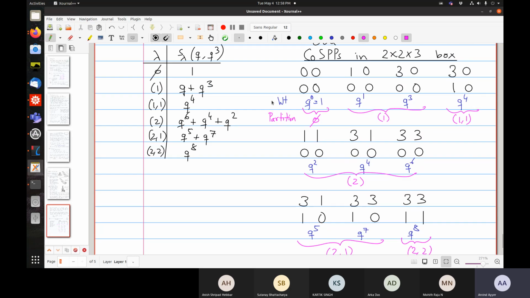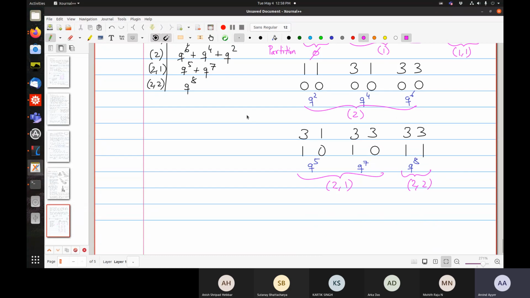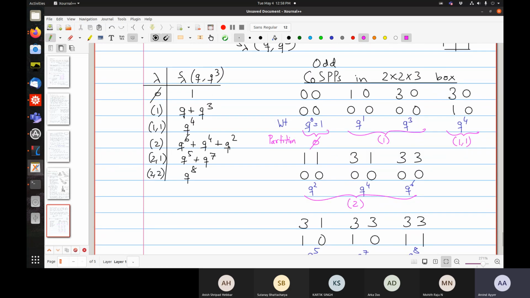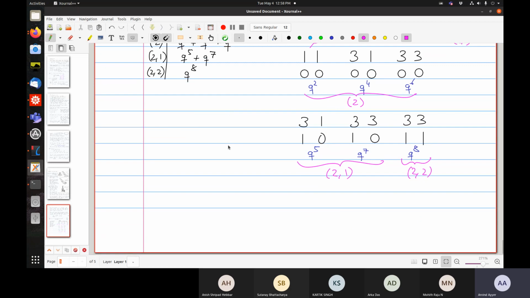And you can see that the weights match exactly. So this corresponds to the partition 1. Q plus Q cube is the empty partition, Q squared, Q4, Q6 is the partition 2, Q4 is the partition 1, etc. Okay, so this gives the sum. Okay, and so I hope that illustrates the idea. Any questions?